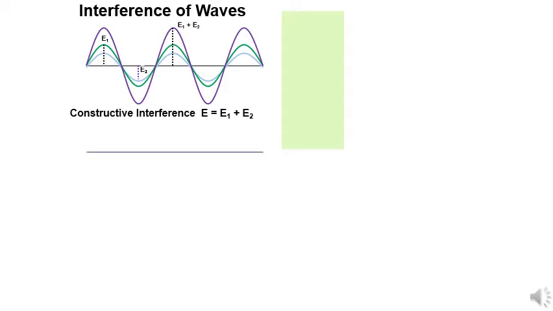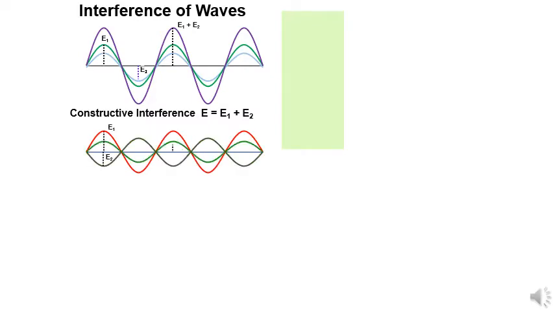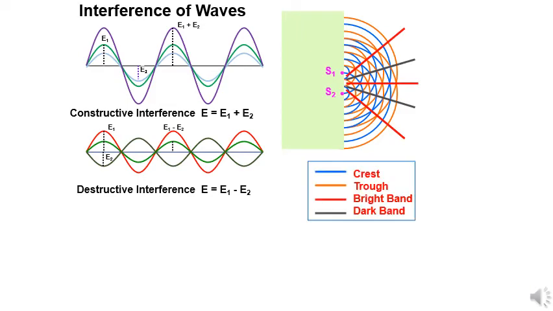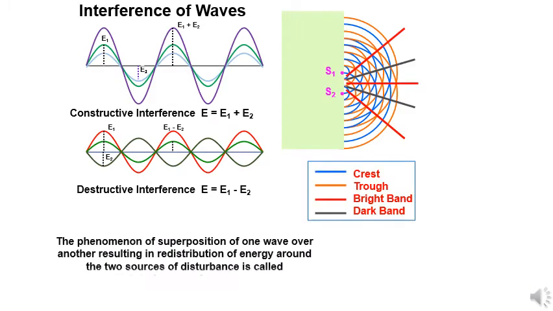On the other hand, in destructive interference, the waves superimpose to decrease the overall amplitude because they are out of phase or in opposite phase. So basically the phenomenon of superposition of one wave over another, resulting in redistribution of energy around the source of disturbance, is called interference.